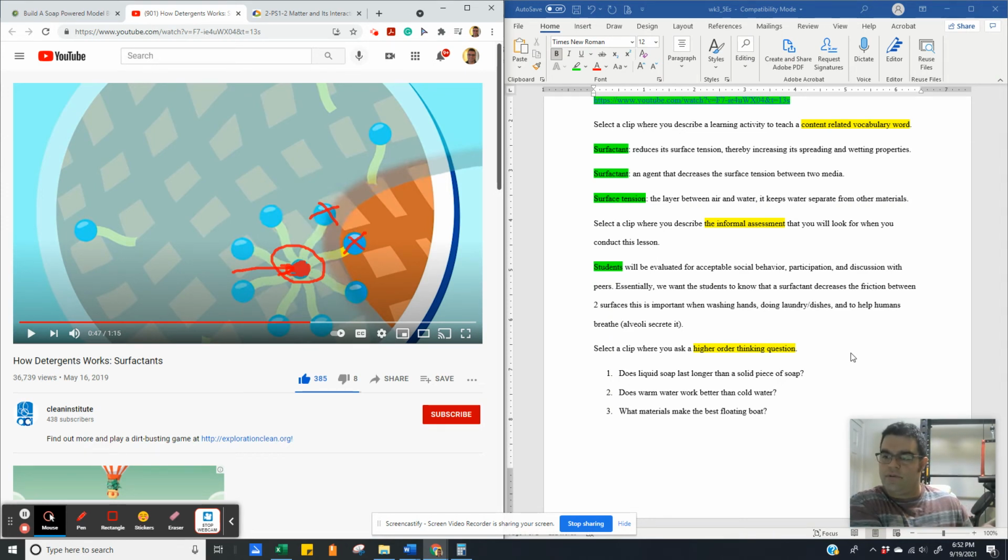Our higher order thinking questions are going to be: does liquid soap last longer than a solid piece of soap? To do that, we could rub some bar soap onto the back of our boat and compare that. We could do hand soap versus detergent. We could do shampoo, conditioner, any of those. See what has surfactant in it and what doesn't, or what has more. That would make it more experimental.